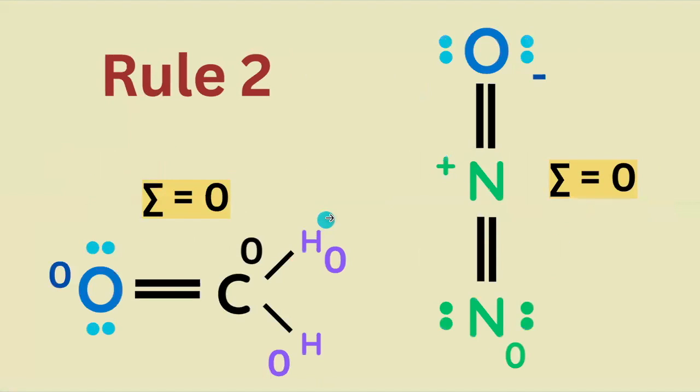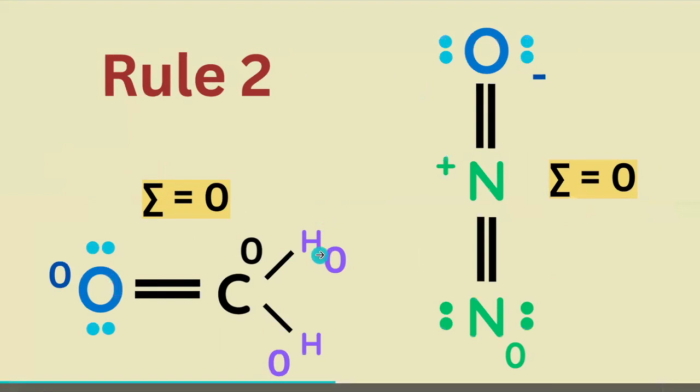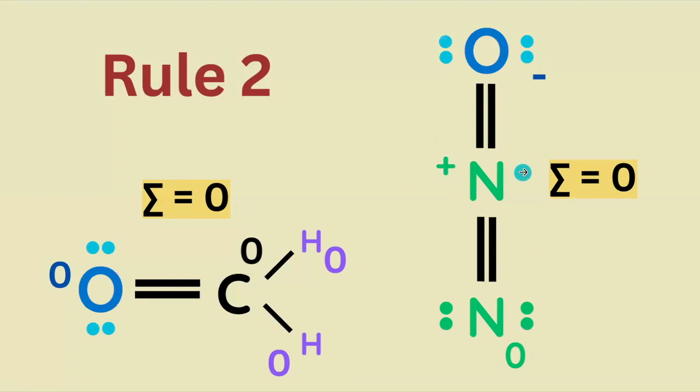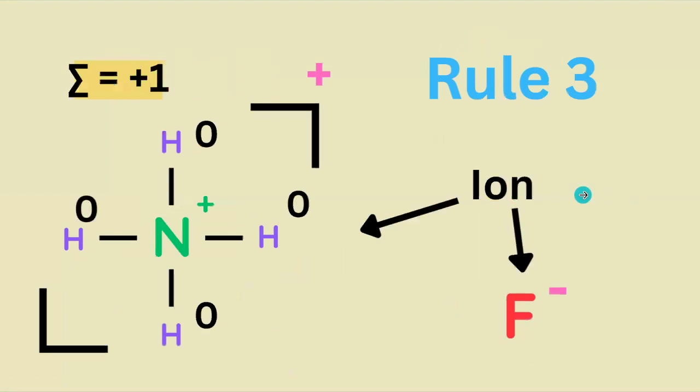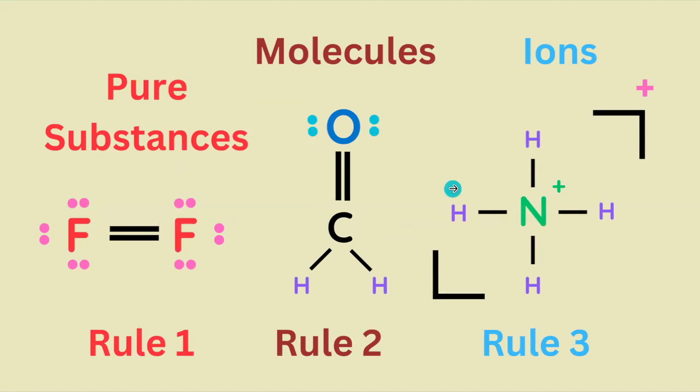Rule 2 states that the sum of the oxidation states of the individual atoms which make up the molecule have to add up to zero. For example, the overall charge of the molecule is zero, so it checks out that 0 plus 1 minus 1 equals 0. Rule 3, on the other hand, is the exact same thing, only we're dealing with ions. Single ions, polyatomic ions, where the sum of the individual atoms' oxidation states has to add up to the overall charge of the ion.